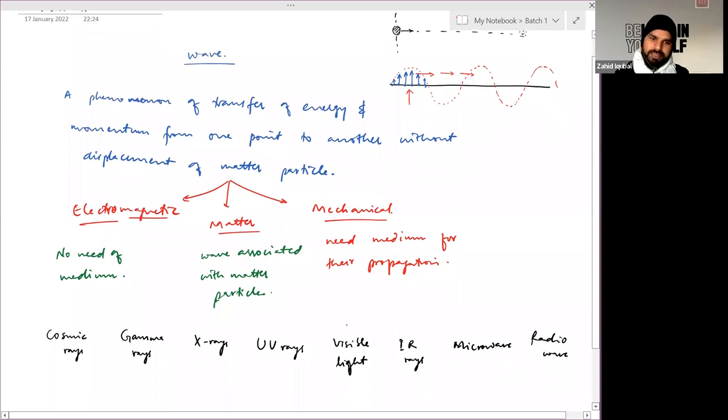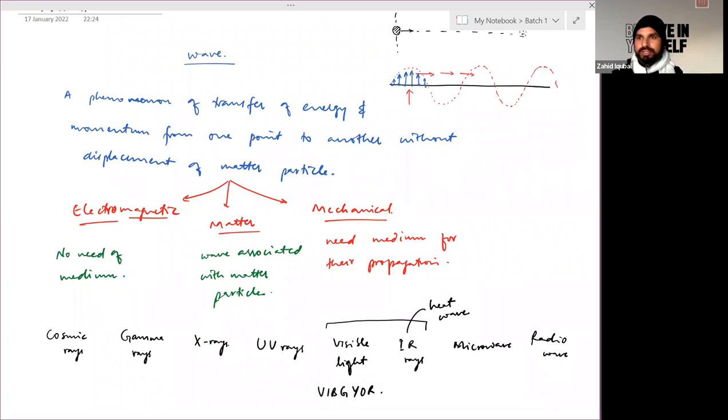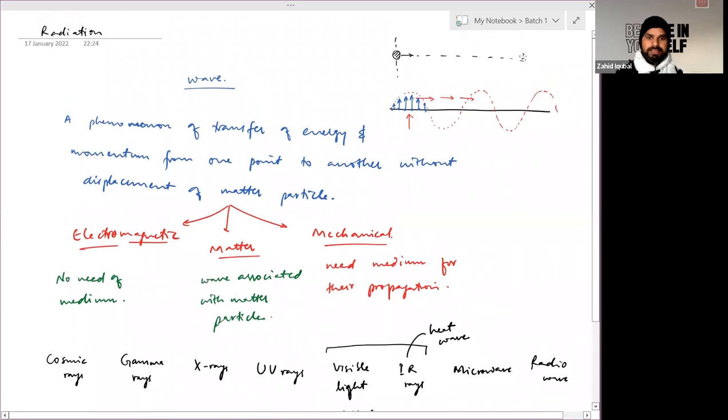In this part, we have to limit ourselves only to a few terms. Visible region, the light to which our eye is sensitive, that is VIBGYOR. And the next one, IR rays, also called heat wave. The rest you will learn in the next class, that is class 12. There is a whole complete chapter about electromagnetic wave. So you learn it in more detail next year. Okay, so just write down this part.